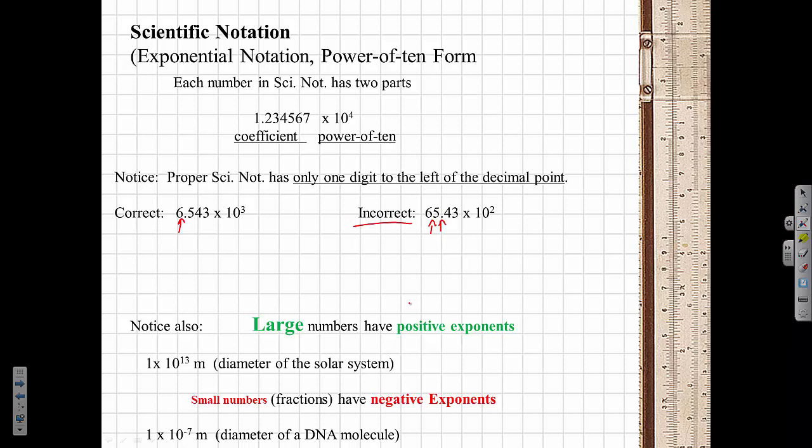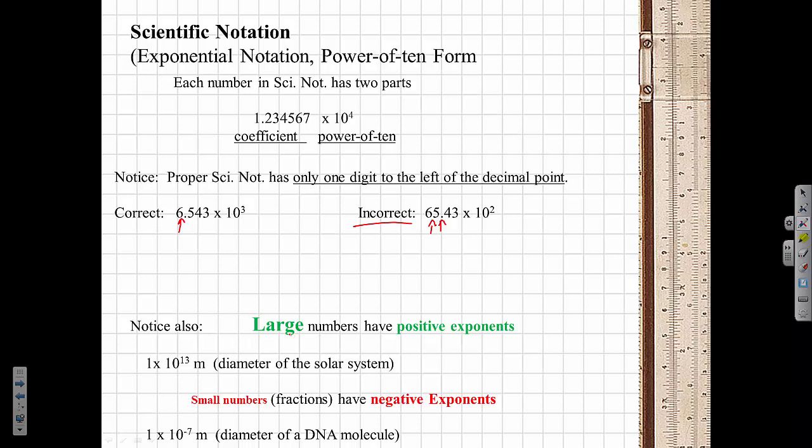And when we start talking about using your calculator, it is smart enough to always put it into proper scientific notation. But if you write it like this on the test, you're going to lose a point because you need to move this decimal over one spot over here between the 6 and the 5.